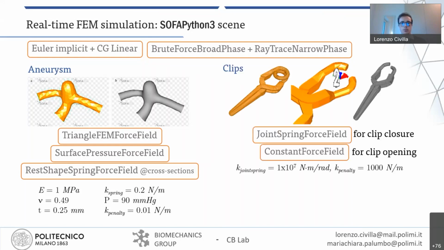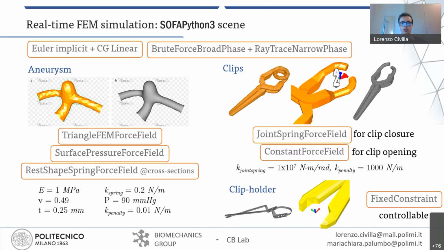The clips have been designed and implemented with joint spring force field. This allows a realistic closure of the clip as a rotational spring, and a constant force field that is opposed to the joint spring to control the opening of the clip. The holder instead has been modeled as a rigid body, fixed, controllable in the position. So in the end, SOFA has been used just to simulate the interaction between the clip and the aneurysm.